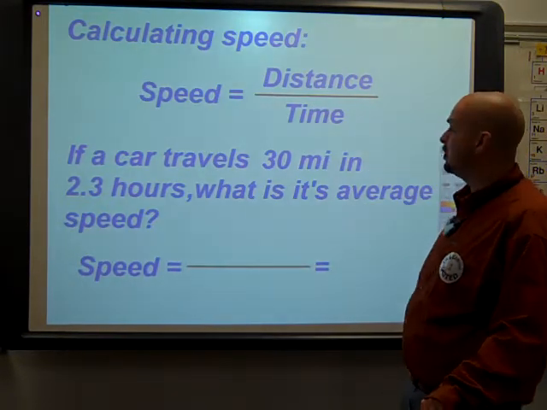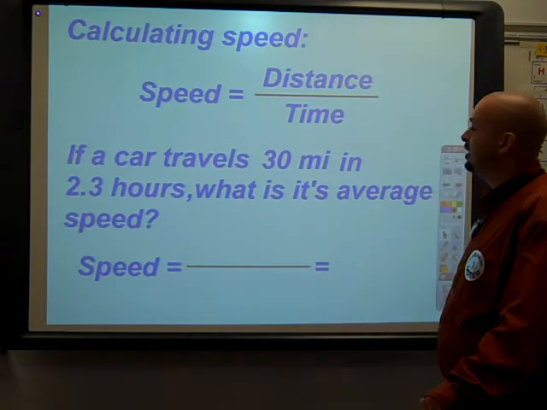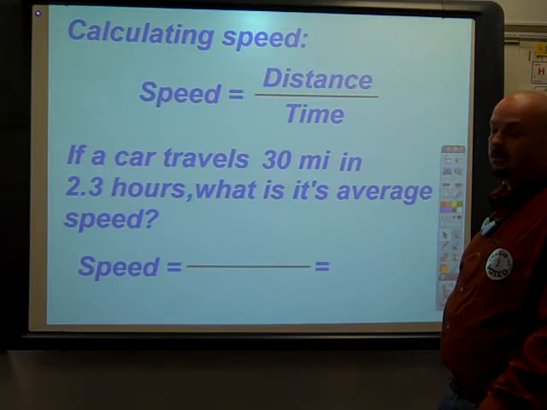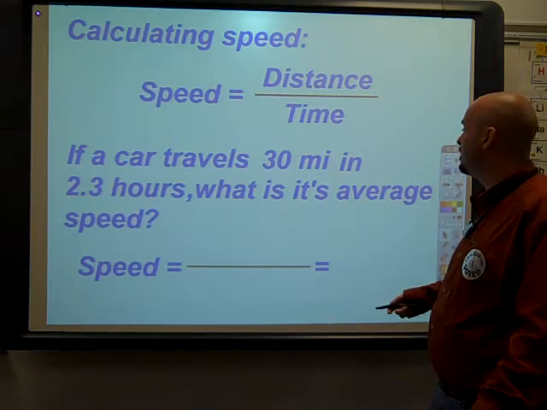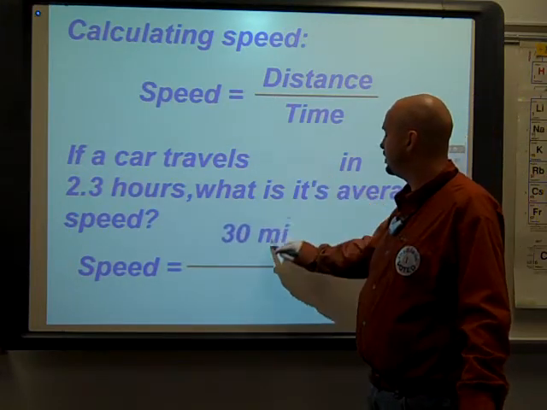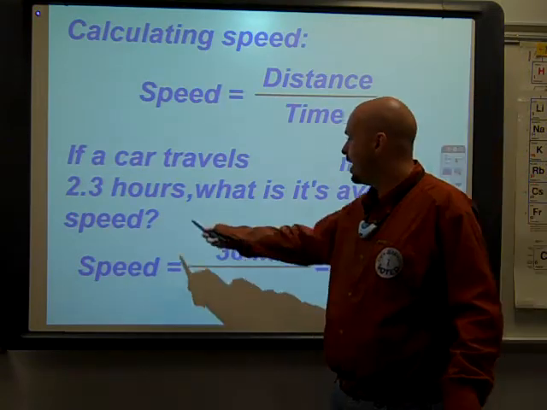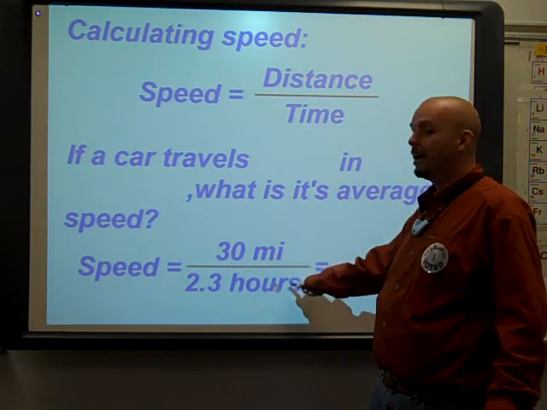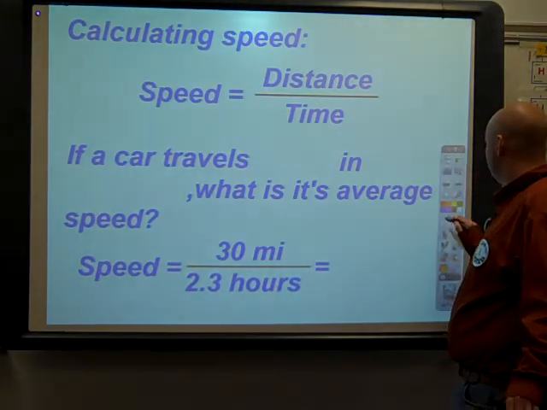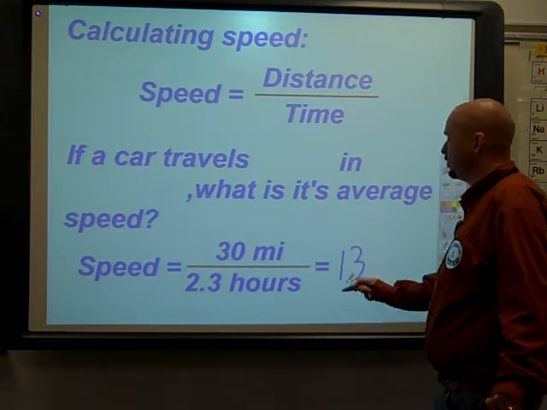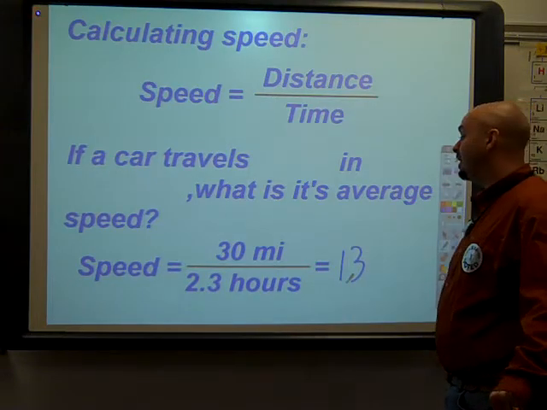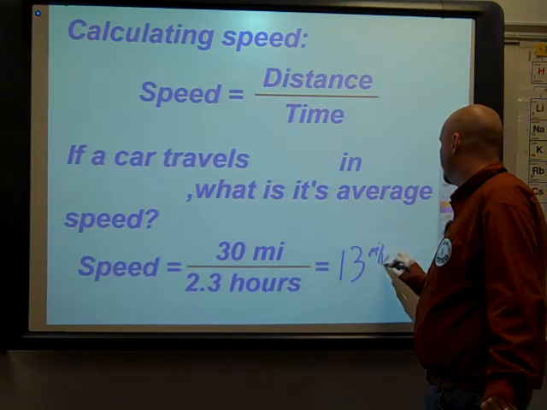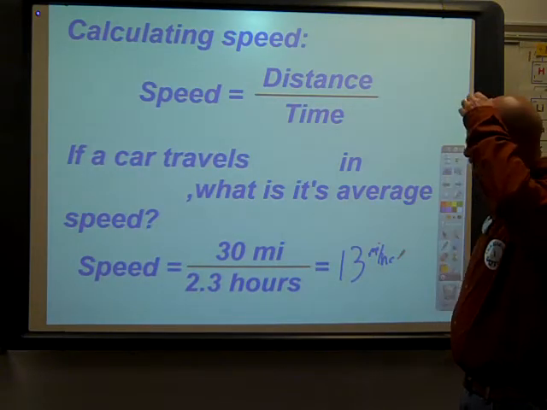This is a straightforward example of it. If a car travels 30 miles in 2.3 hours, what's its average speed? We've got to figure out what our distance and time are. The units do that for us. Miles measure distance, so we know that goes on top. Hours measure time, so we know that goes on the bottom. 30 divided by 2.3 is 13. Now we need a unit. We write down exactly what we see here. Miles over hours, miles per hour.